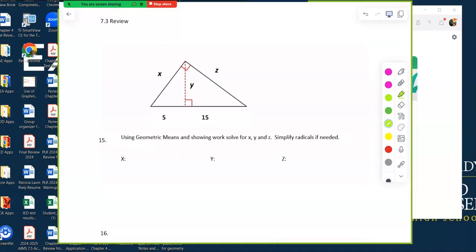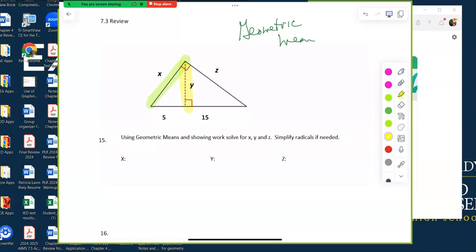That has to do with the geometric mean. Okay, so we're going to do a couple of things here. This is a leg. It's the geometric mean between the side closest to it, the hypotenuse side closest to it, and the entire hypotenuse. This is the altitude. The altitude is the geometric mean between the two pieces of the original hypotenuse.